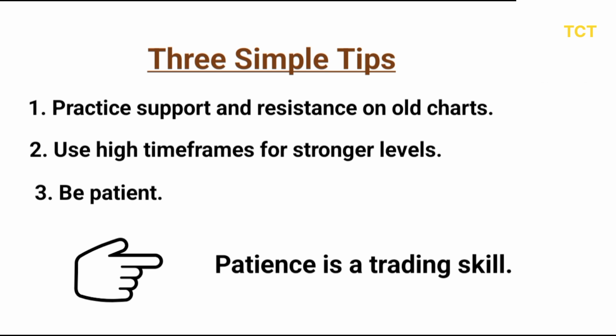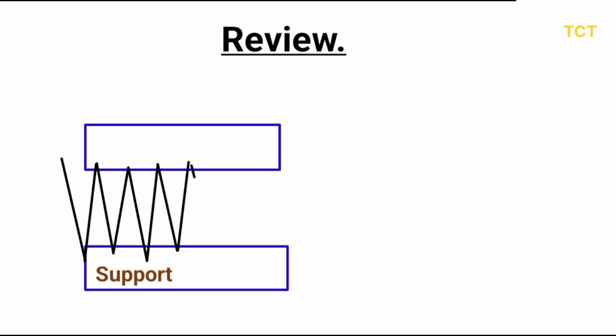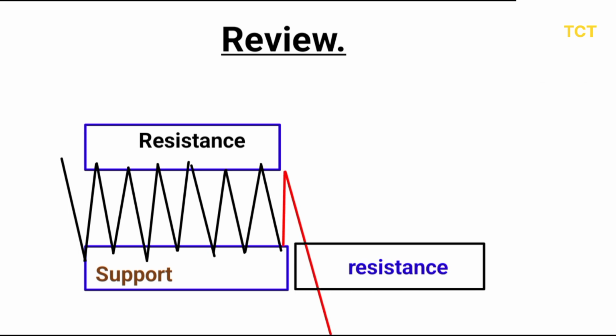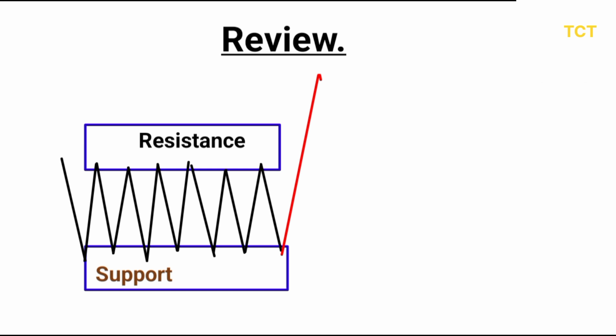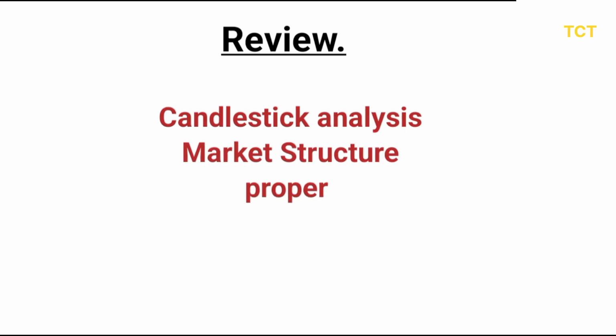Now let's review today's lesson. Support is an area where buyers often stop the price from falling. Resistance is an area where sellers often stop the price from rising. These are zones, not exact prices. When support breaks, it can become resistance. When resistance breaks, it can become support. Always combine support and resistance with candlestick analysis, market structure, and proper risk management.